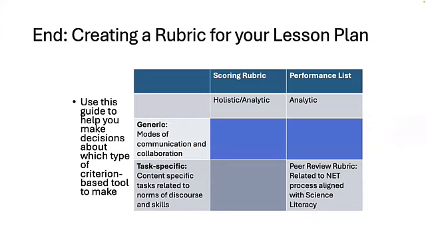Okay, creating a rubric for your lesson. So you've done all of this stuff, and now you're ready to do your lesson. So use this guide to help you make decisions about which type of criterion. So for me, I use the peer review rubric related to the net. It's a performance list. I'm looking at a skill set concerning science education literacy.